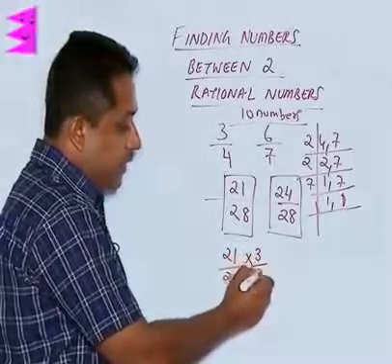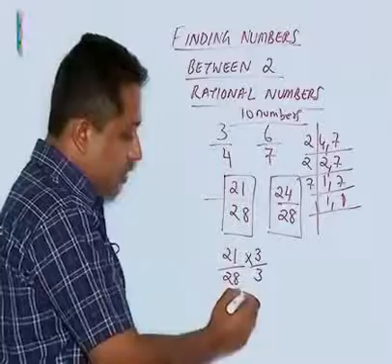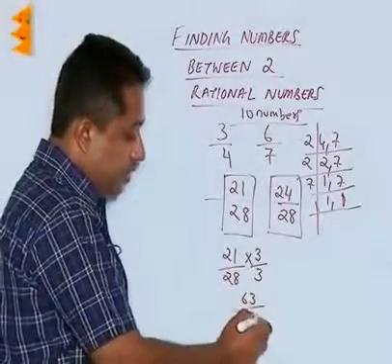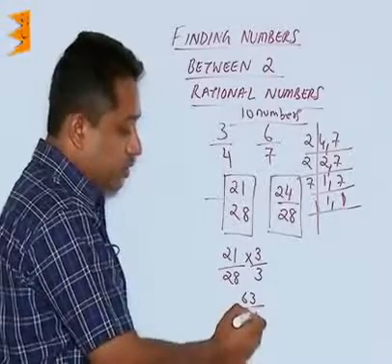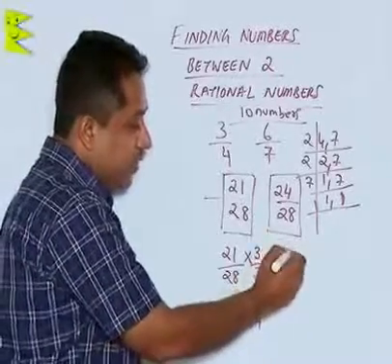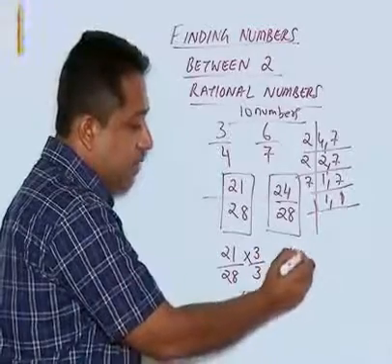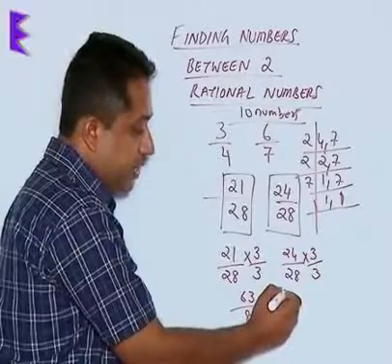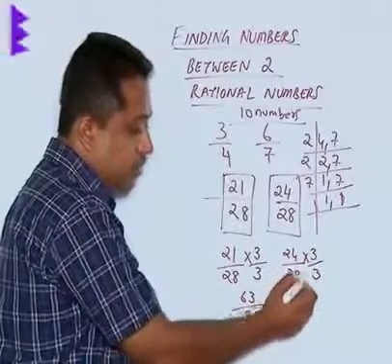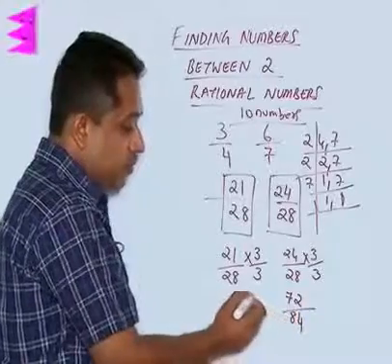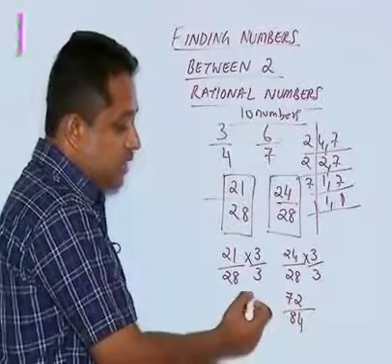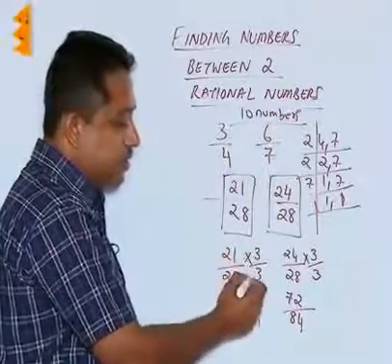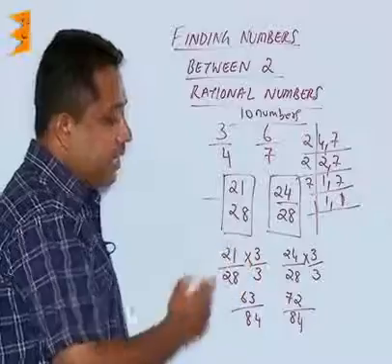So when I multiply and divide by 3, 21 into 3 we are going to get 63, and here 8 is 24 and 2 carry, we get 84. So 63 by 84 and 24 by 28, again multiply and divide by 3. Here 24 into 3 we get 72, and here again 84. So between 63 and 72 still we find that 10 numbers are not there. So the number that we have chosen is small. So we have to take a higher value.